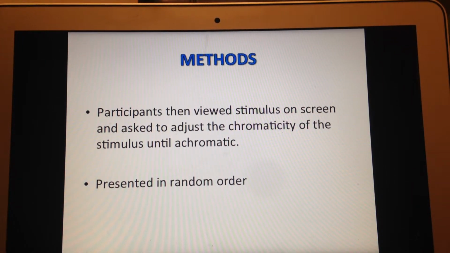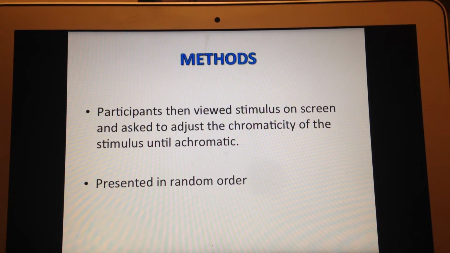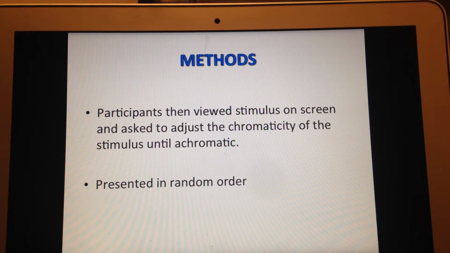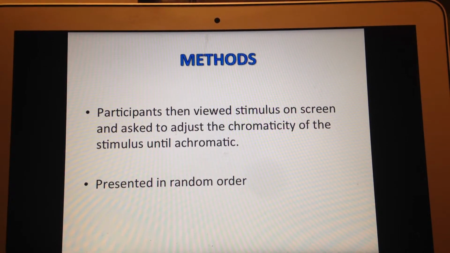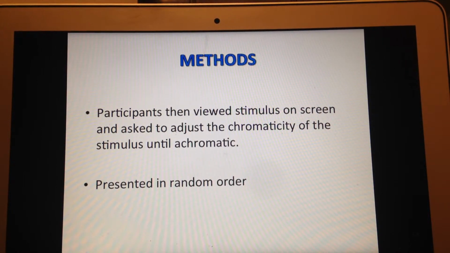To test both experimental conditions, 4 participants were required to view a computer screen in a dark room. A stimulus pattern was then presented on the screen to the participant. The participants were then required to adjust the chromaticity of the enclosed area using keyboard keys until the enclosed area appeared achromatic.